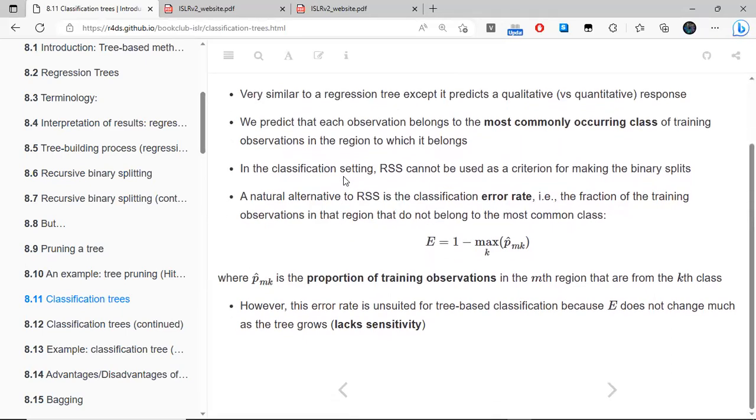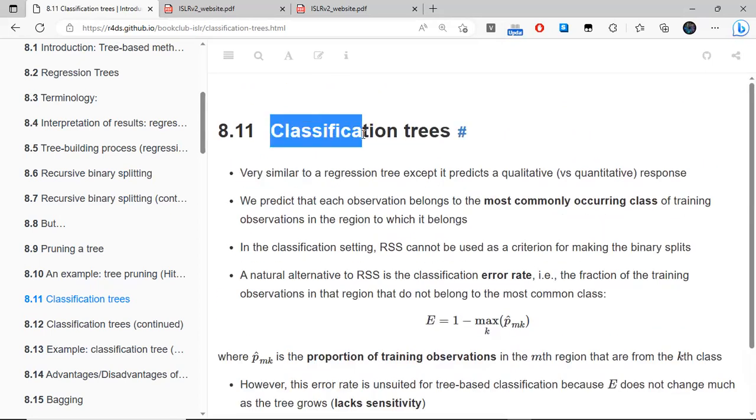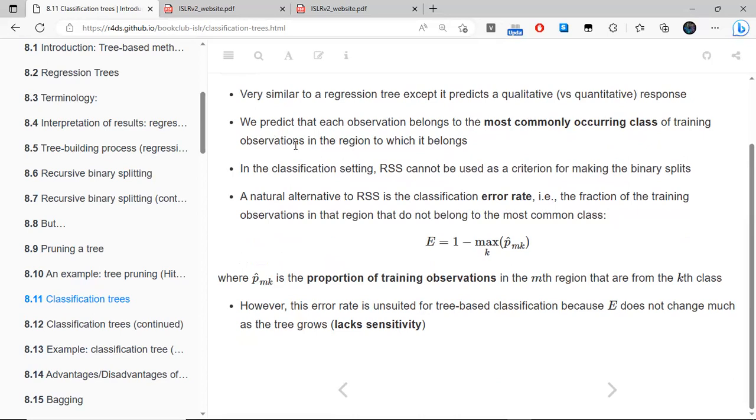So in this case, what is the change? As we saw in the regression trees, for each region, the predicted value was the mean of the response for the observations in that region. Now, in the case of classification, for each region, the prediction is going to be the most commonly occurring class of the observations inside that specific region.